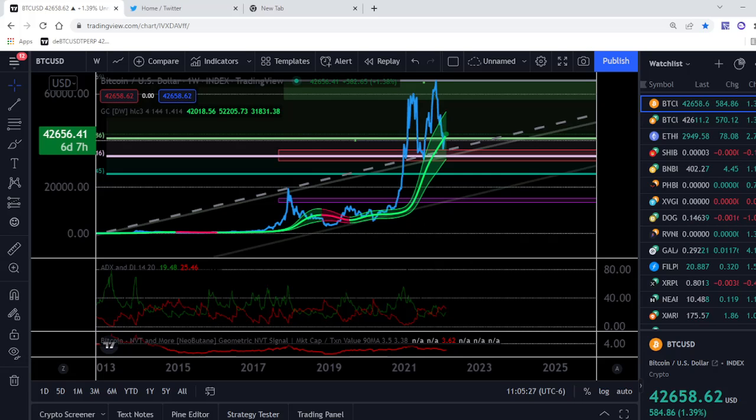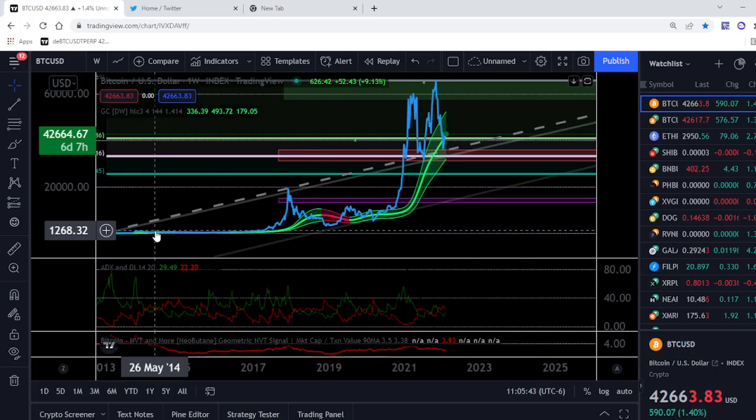Okay, so at this moment, Bitcoin is sitting at 42.6K. And that's on the BTC USD chart and also the BTC USDT chart. I'm looking at the weekly chart for now because I want to just give a simple example of this Gaussian channel.